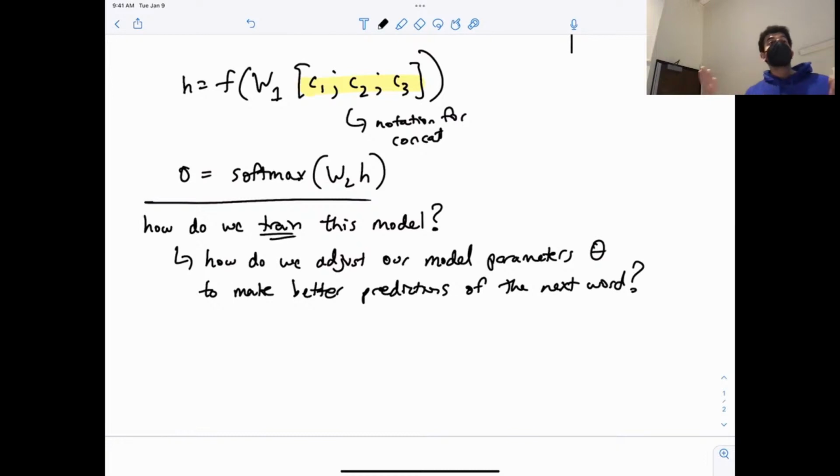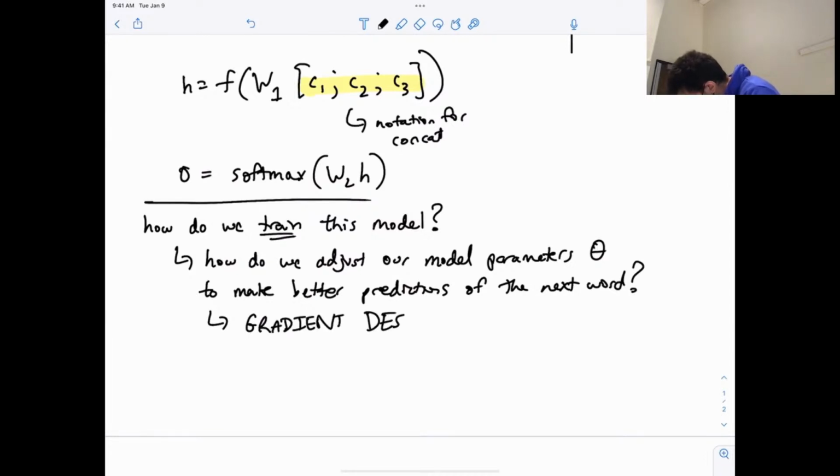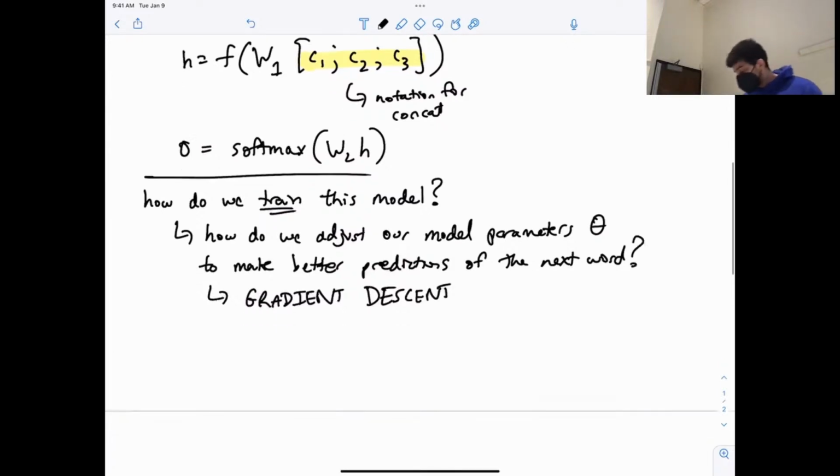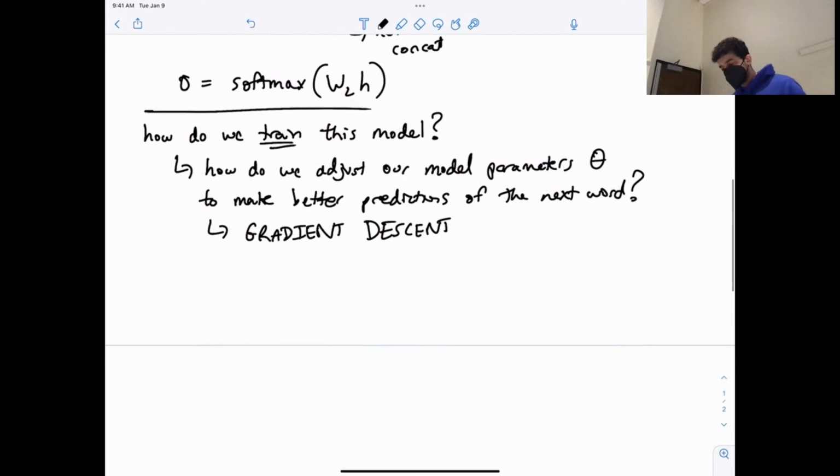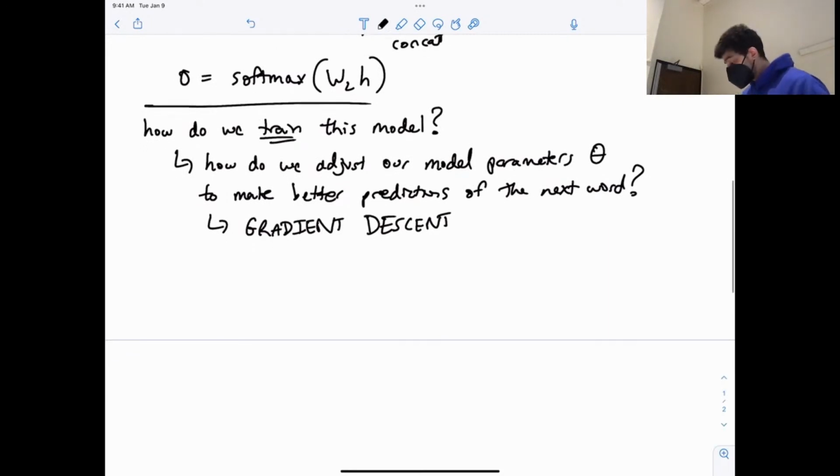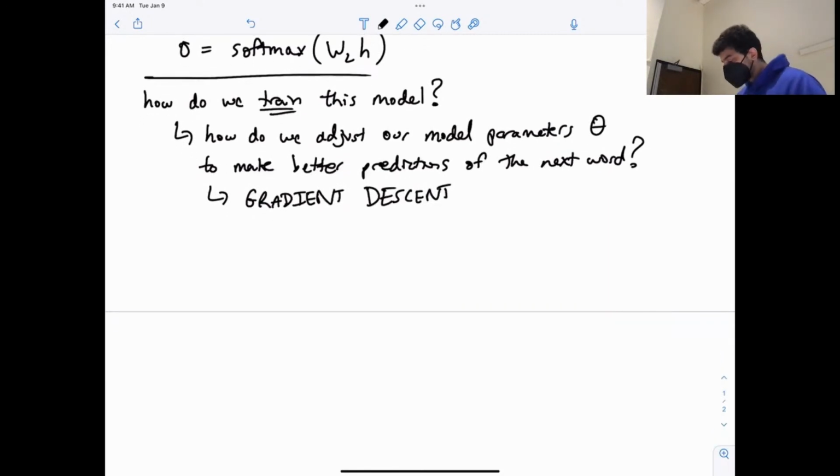So how do we actually go through this process and adjust our model parameters, this theta, to make the predictions better? So we're going to do this using a combination of two algorithms. We'll look first at gradient descent. And for any of you with machine learning background, this is going to be a review. But for others, this might be your first time seeing it. So we'll just go over it at a kind of high level.